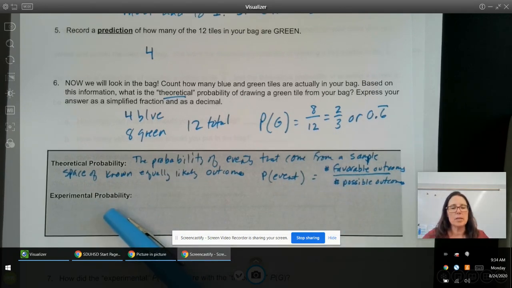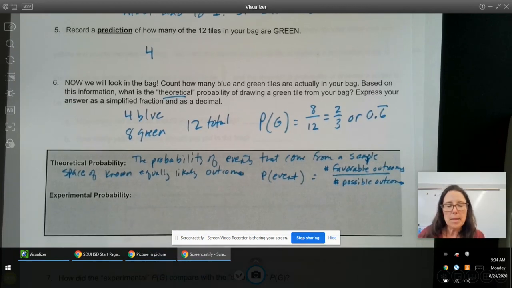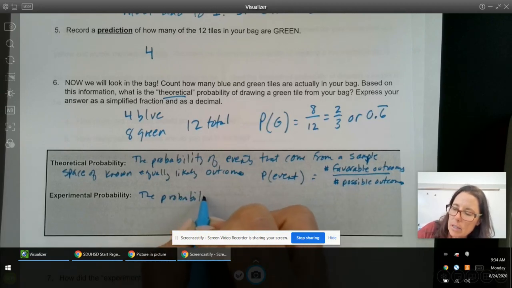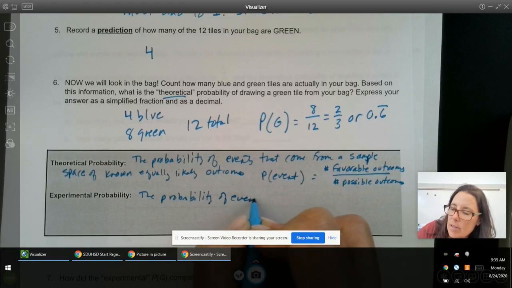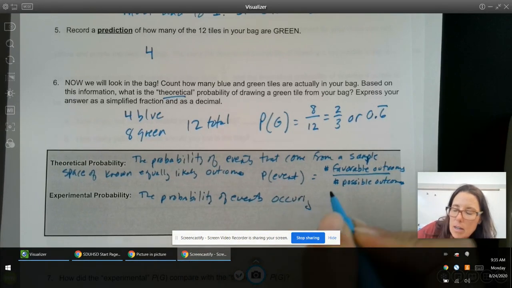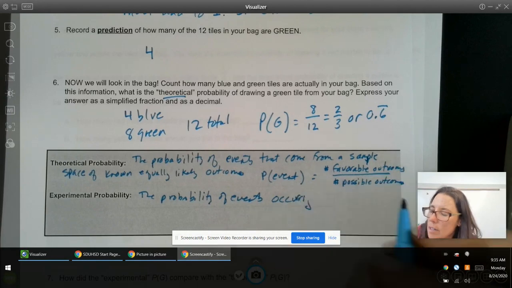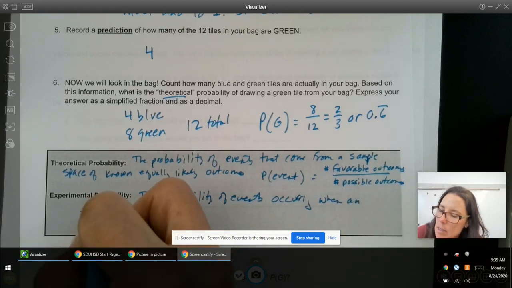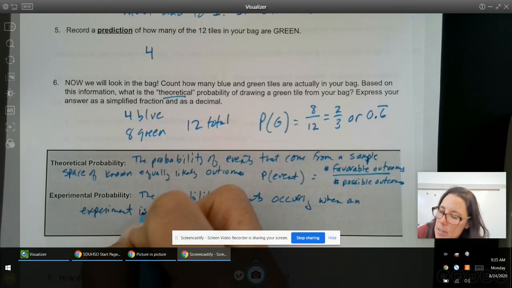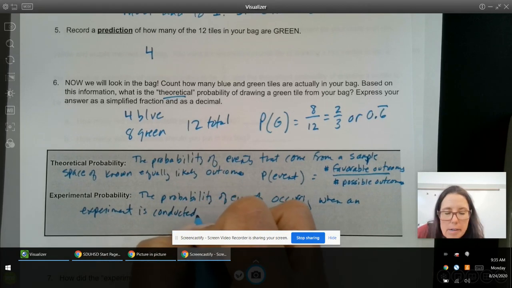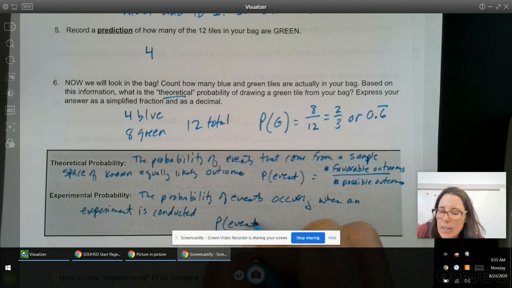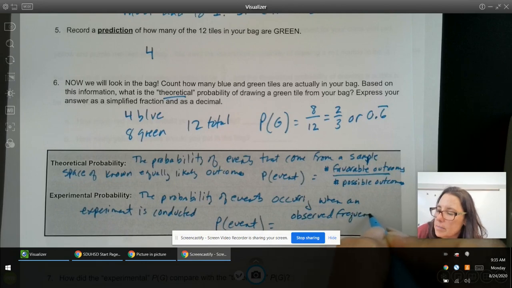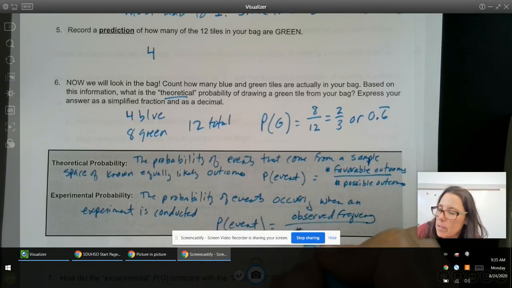Okay, now let's talk about the experimental probability. The probability of events occurring when an experiment is conducted. So the probability of an event equals the observed frequency over the number of total trials.